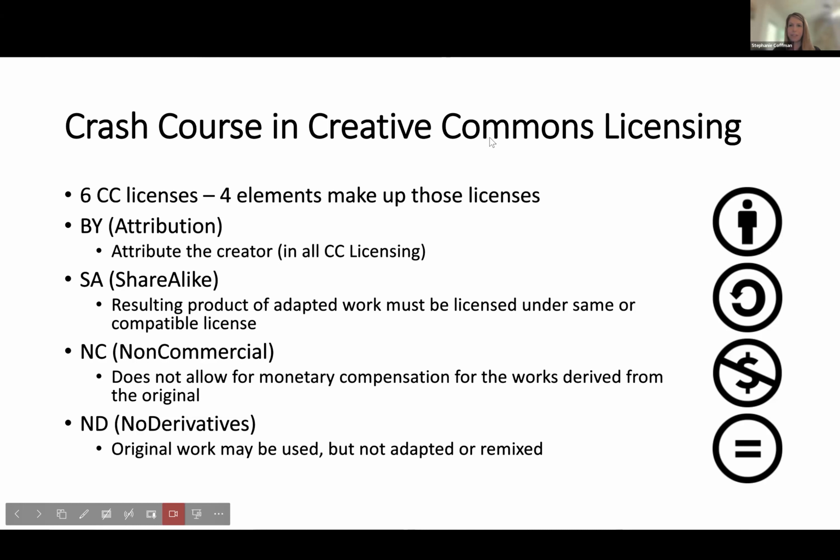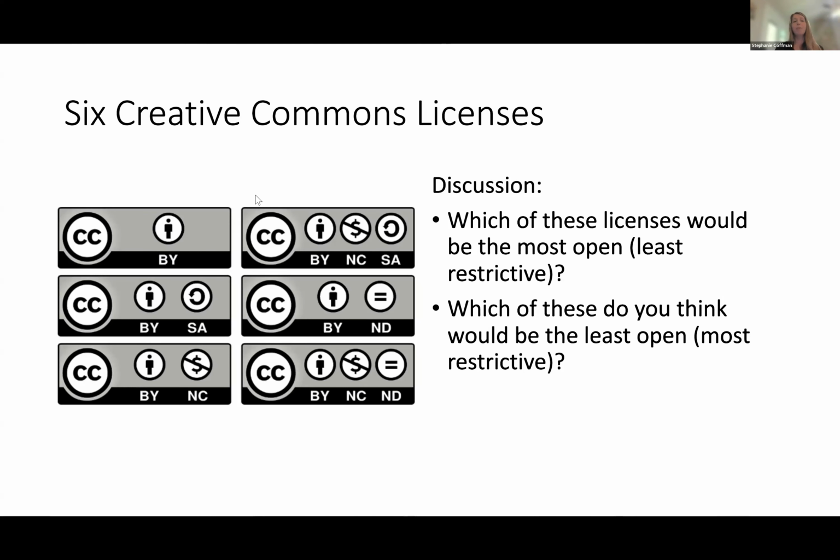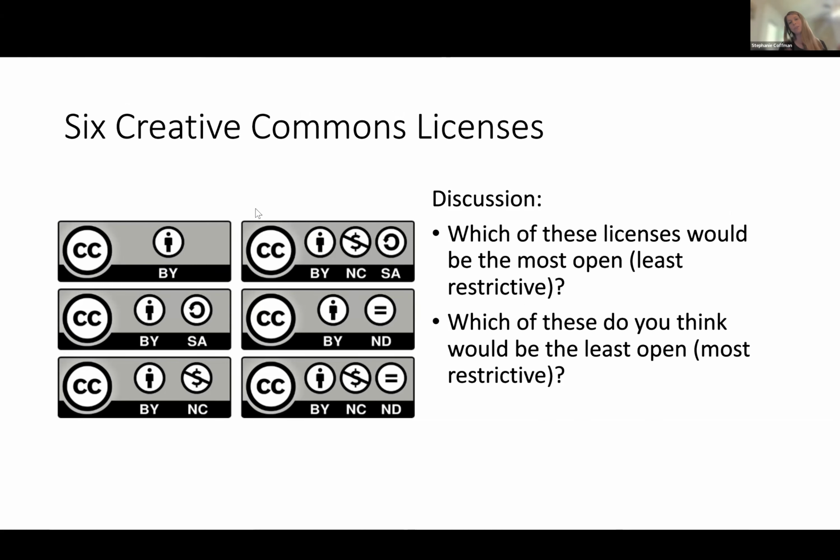All right, are we all up to speed on these elements? Okay. So we can put these together to make these 6 Creative Commons licenses. And so the little CC is Creative Commons, and then you can see the elements next to them. So this one is just CC BY SA, and so on, right?